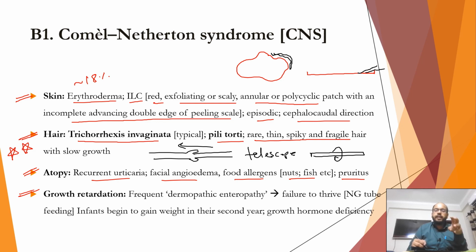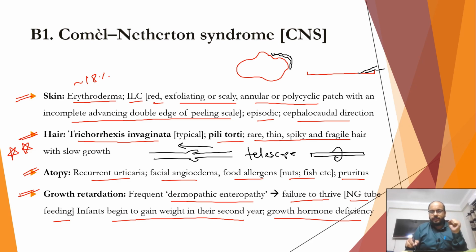It may lead to mortality even. Frequent dermopathic enteropathy occurs. There is failure to thrive. It may require NG tube feeding also. Infants do begin to gain weight in their second year. So if proper treatment is initiated early, the growth is somewhat saved. There is growth hormone deficiency associated with Netherton syndrome. Clear? So let's move forward.